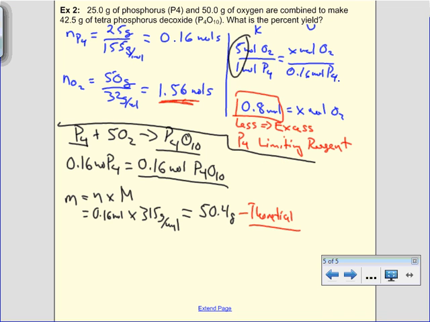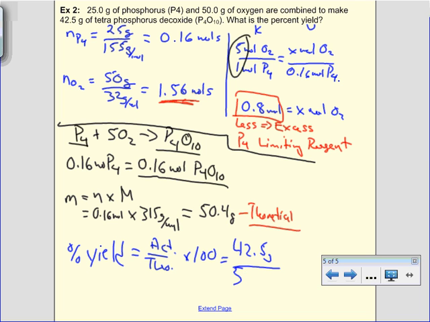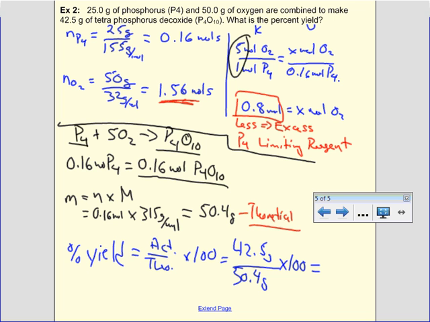For my percent yield, that's going to be actual over theoretical times 100. I'm just going to continue on this line. So it's going to be 42.5 grams from my question, over 50.4 grams, which I just figured out as my theoretical yield, times 100, and I get a grand total of 84.3%.